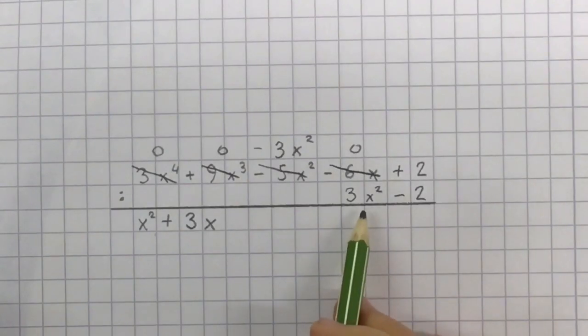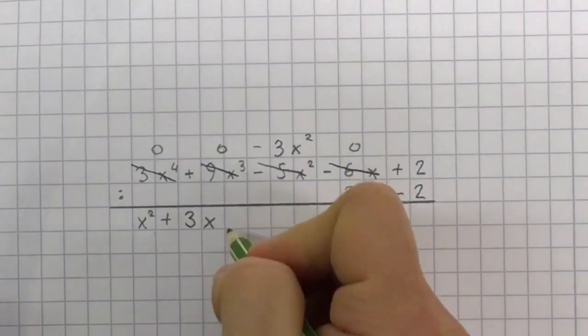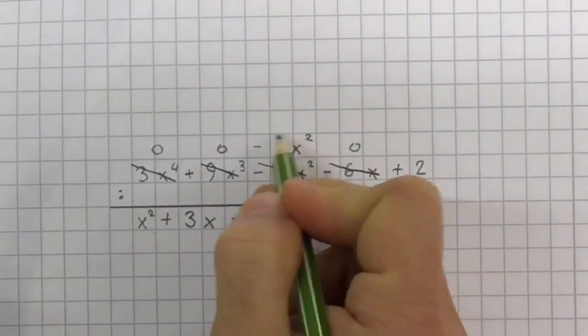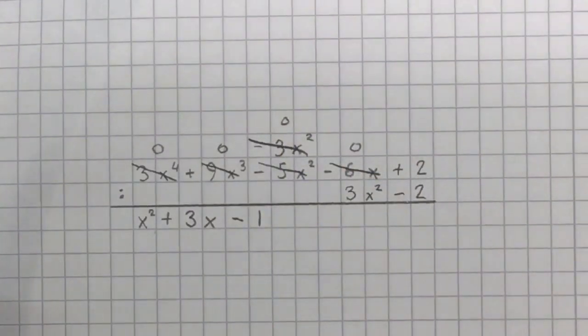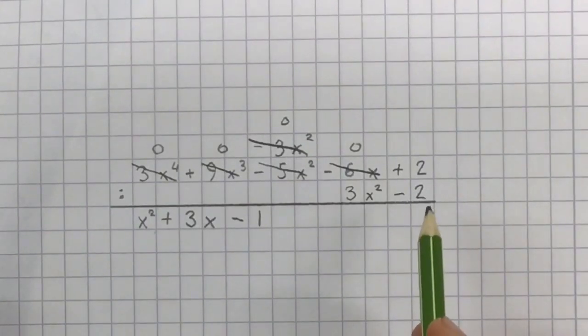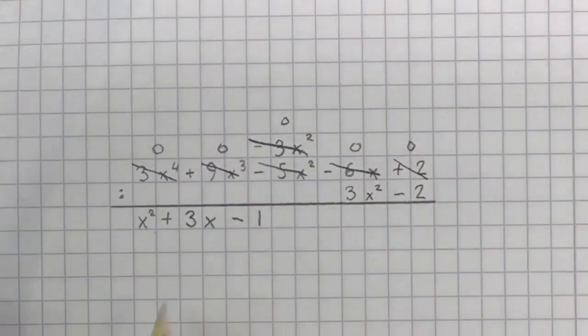3x squared times minus 1 equals this. So we can now remove it. We have 0 as the remainder from that. And minus 1 times minus 2 is 2, which takes out this final 2. And there is your answer. X squared plus 3x minus 1.